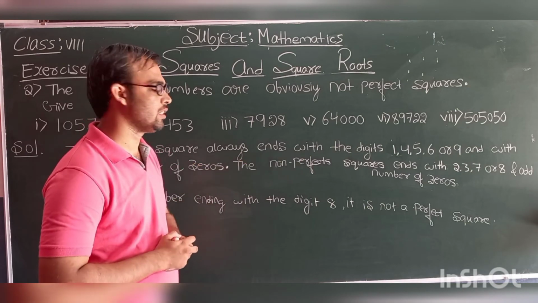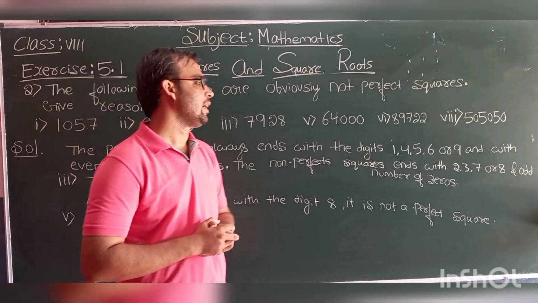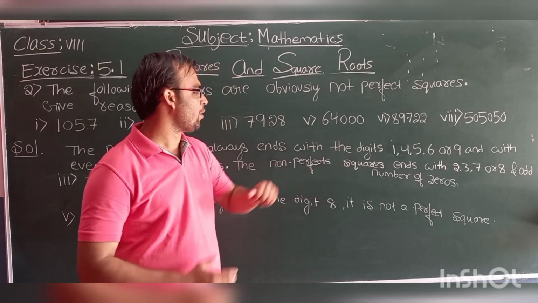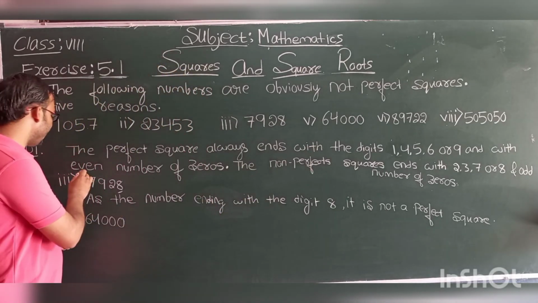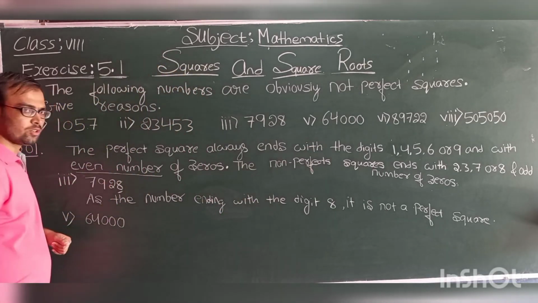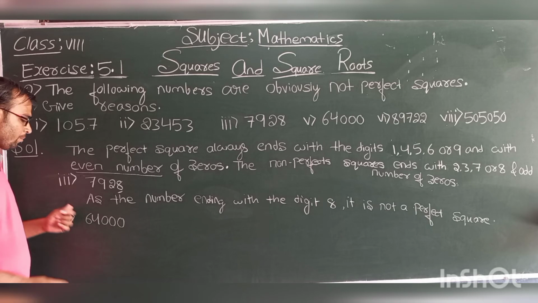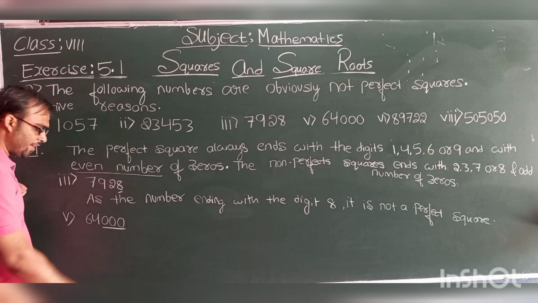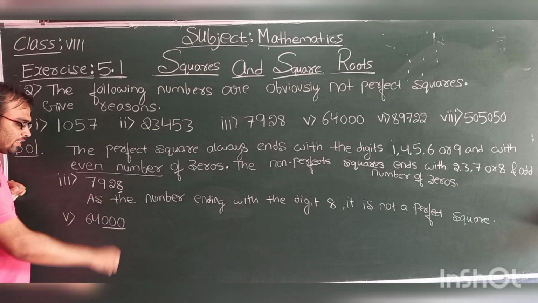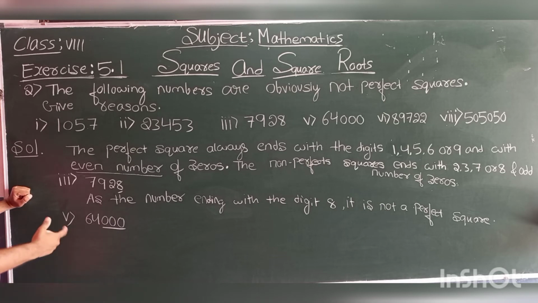Perfect squares end with 1, 4, 5, 6 or 9 and an even number of zeros. Look at here, even number of zeros. A perfect square always ends with an even number of zeros. And now look at the number. How many zeros is it having at the end? 3. It is having 3 zeros at the end. It means it is ending with an odd number of zeros.